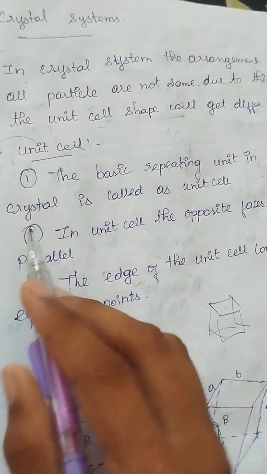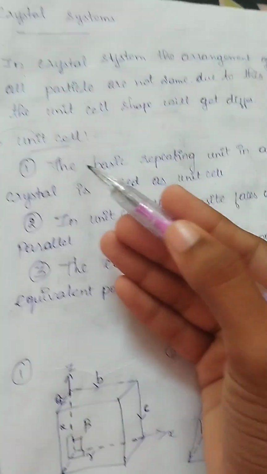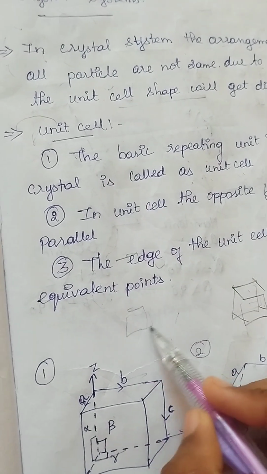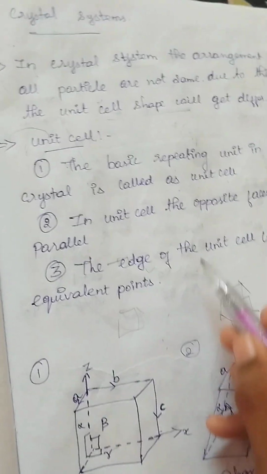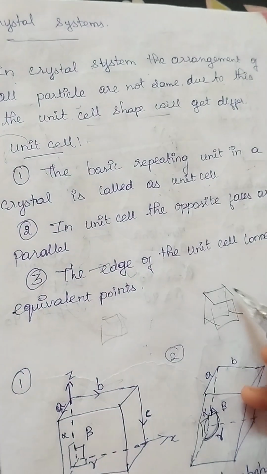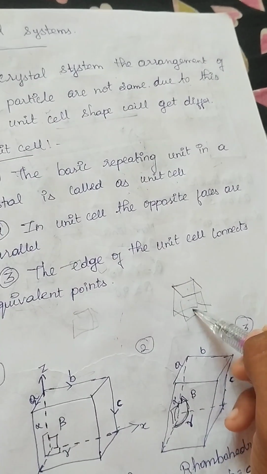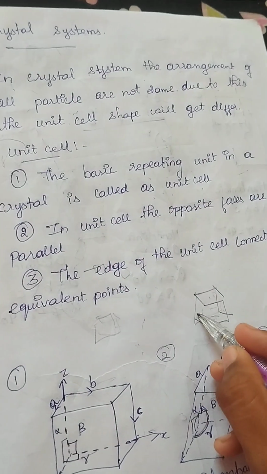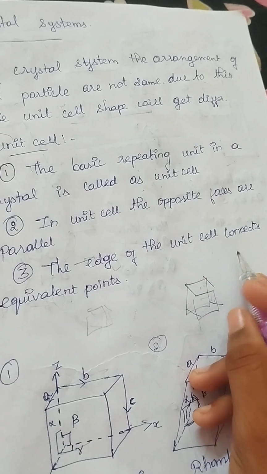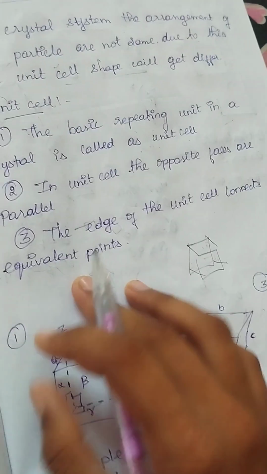First, let's see the unit cell definition again. The basic repeating unit we call a unit cell. In a unit cell, the opposite faces are parallel. The edges of the unit cell connect equivalent points.